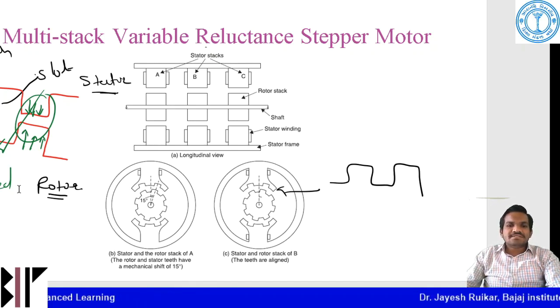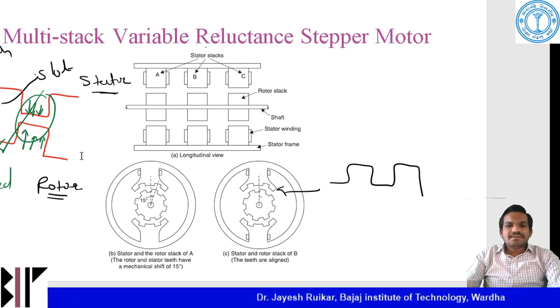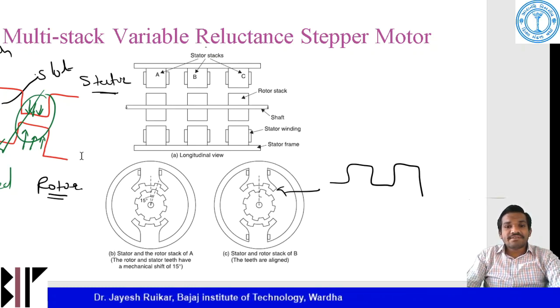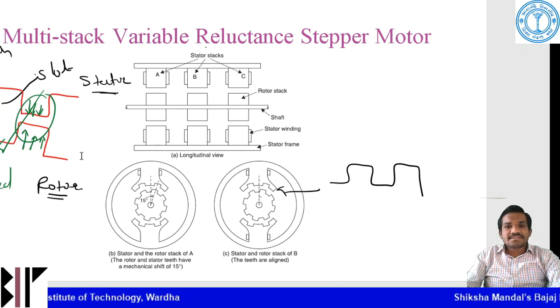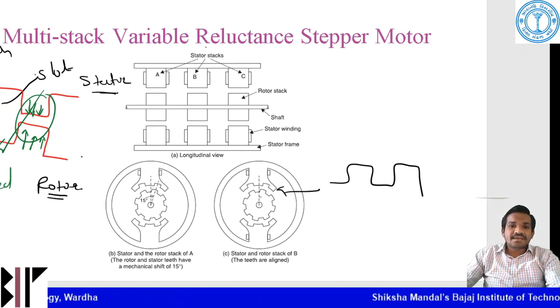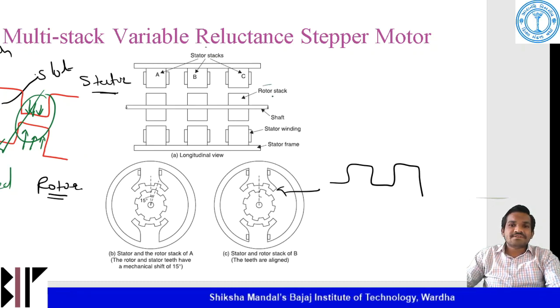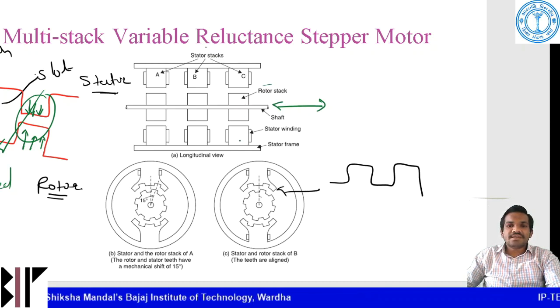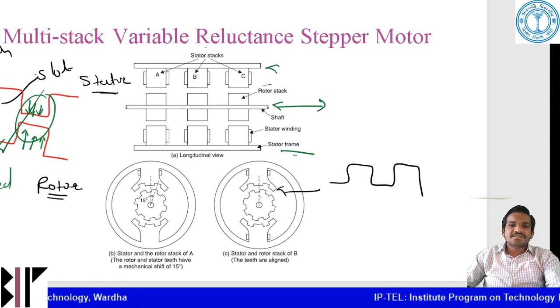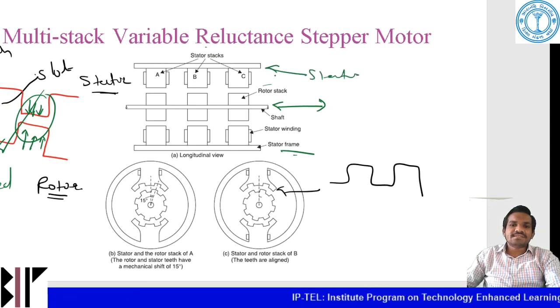Now, the rotor stacks are unwound, they do not have any winding, and they have teeth. Your rotor stacks are mounted on this shaft, so this is the shaft of the rotor stack. They are mounted on the shaft, and this is your stator frame, and this is also a stator frame. These are your stators.